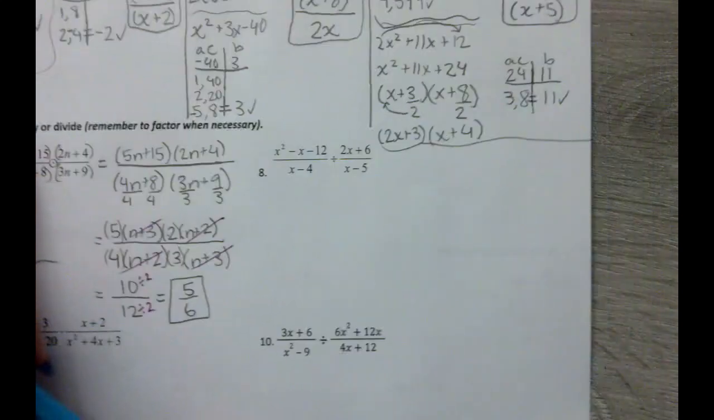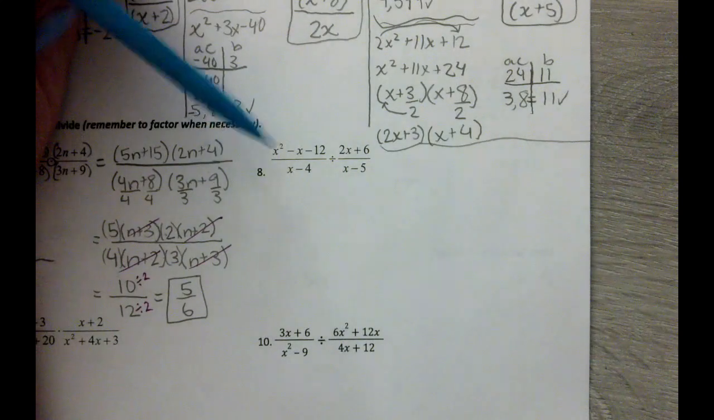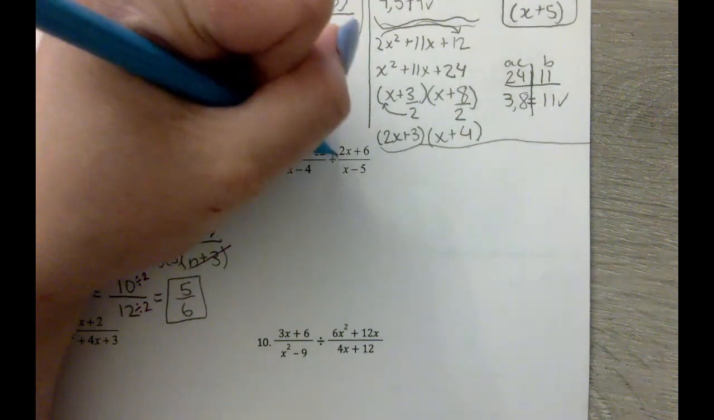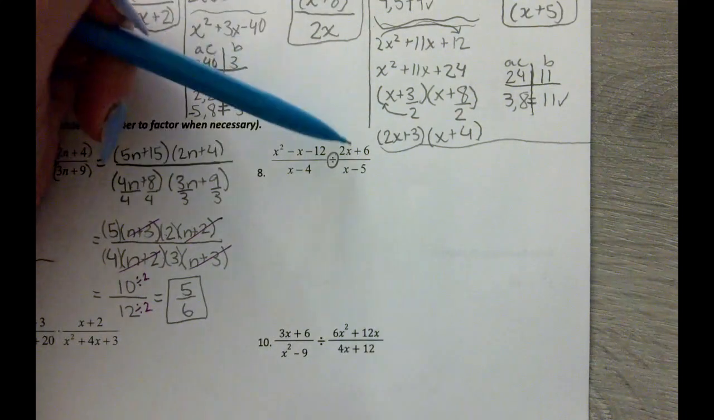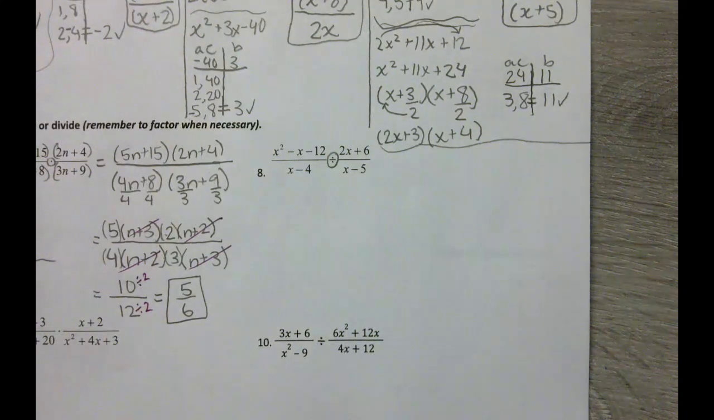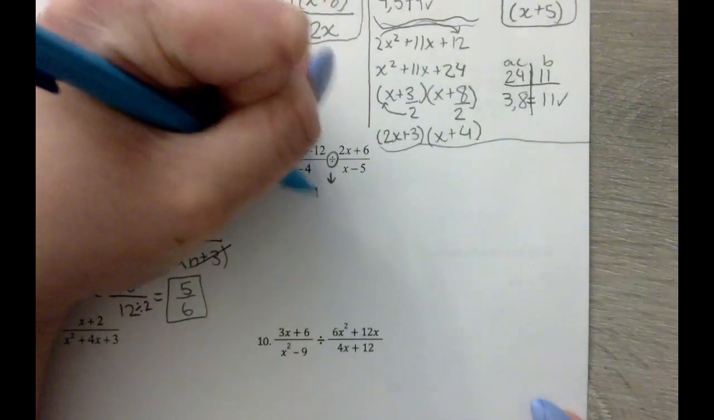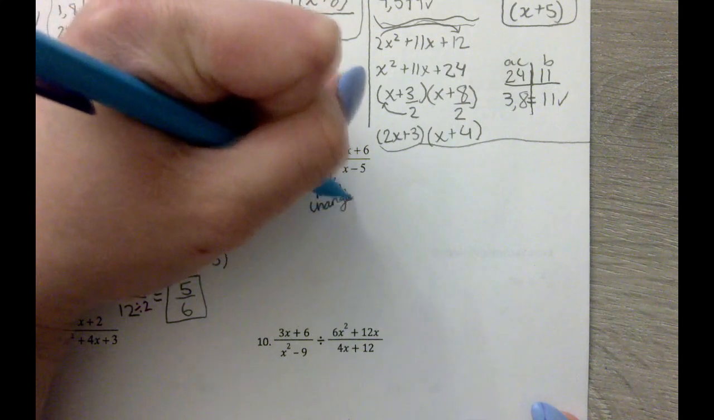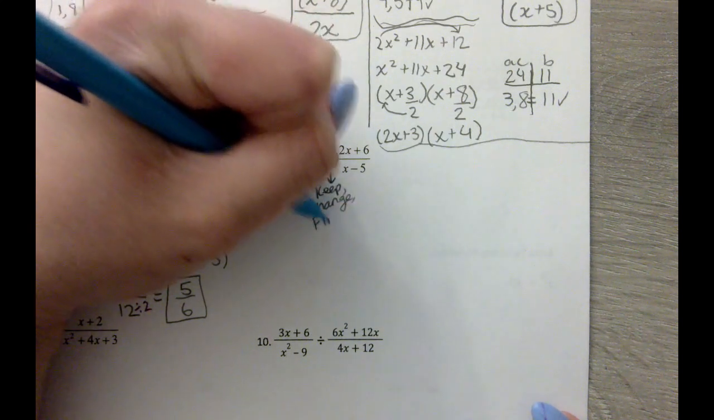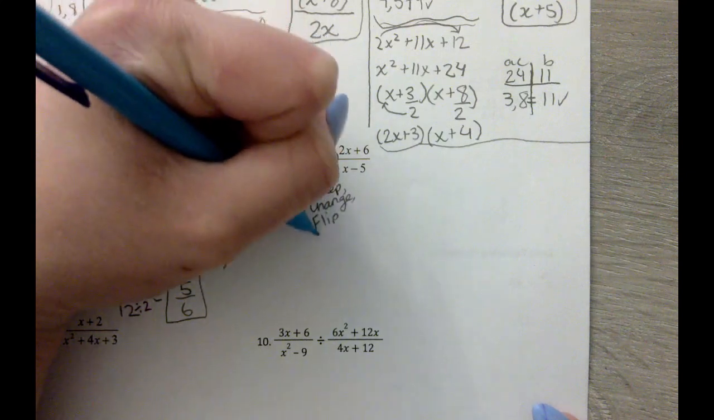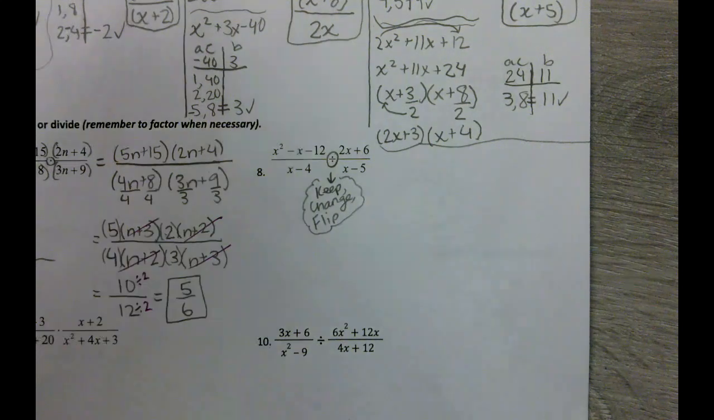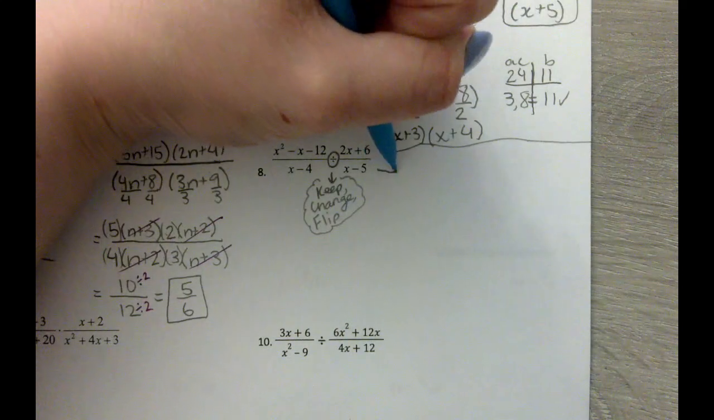Number 8. X squared minus x minus 12 over x minus 4. Pay attention, divided by 2x plus 6 over x minus 5. This one isn't too heavy on the factoring. Now don't forget, you have to keep, change, flip. Make sure you're paying attention to if you have a division sign, you have to do that. If you don't notice it, again, it will mess up your problem.